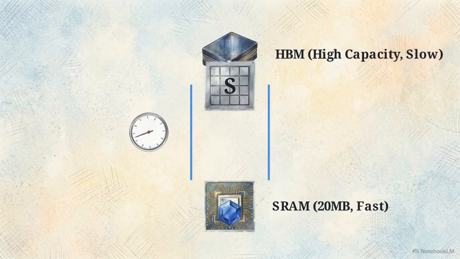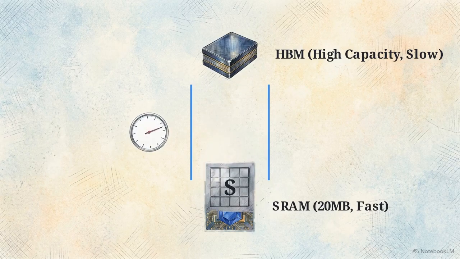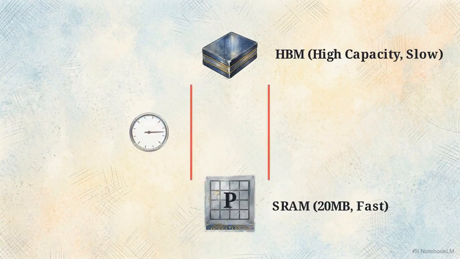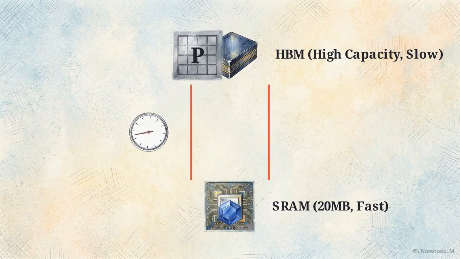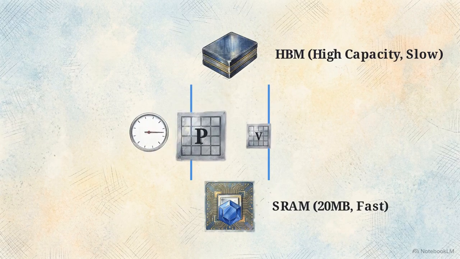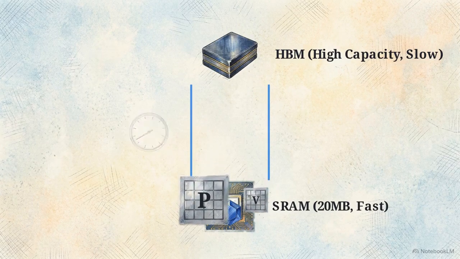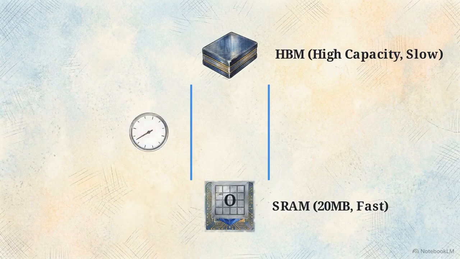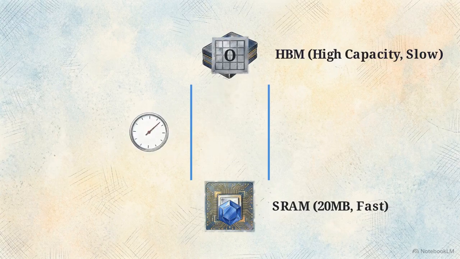Next comes the softmax calculation. The GPU has to reach back into the HBM, pull the S matrix back into the SRAM, calculate the probabilities to create matrix P, and then write P back out to HBM again. For the final step, it reads P from the HBM one more time alongside the value matrix V, multiplies them in SRAM, and writes the final output O back to the HBM.